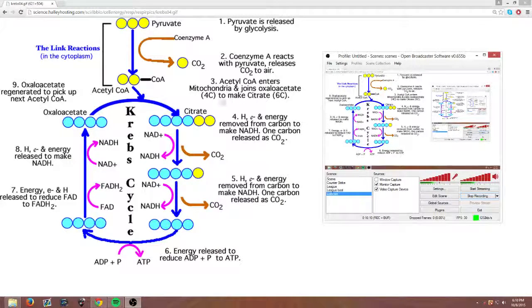Again, the main part of the Krebs cycle is the carbon atoms being turned into ATP, and mainly NADH and FADH2 to be transferred to the electron transport chain.